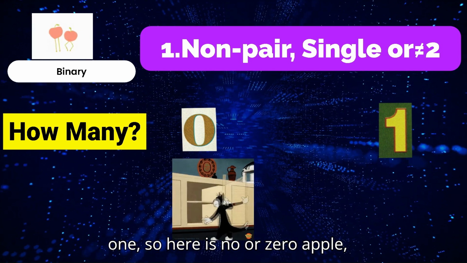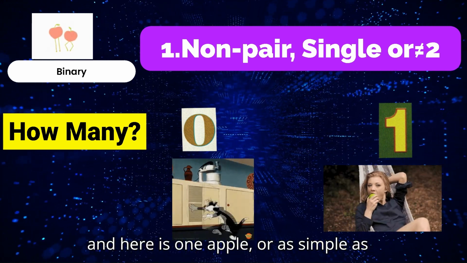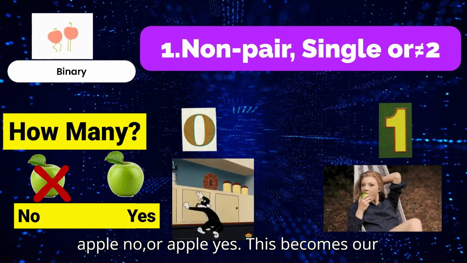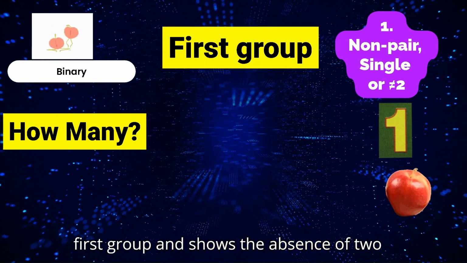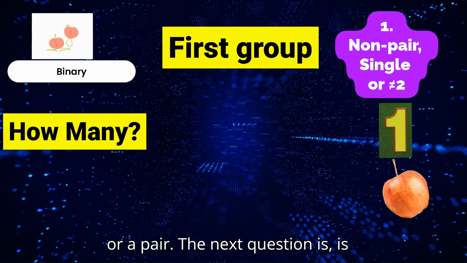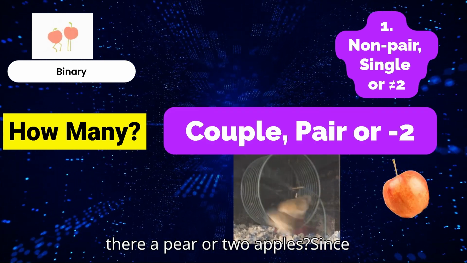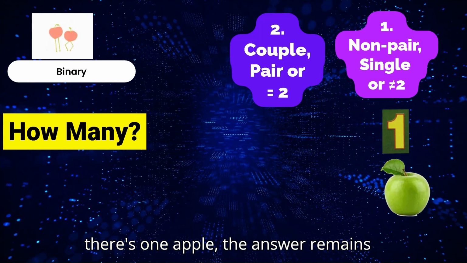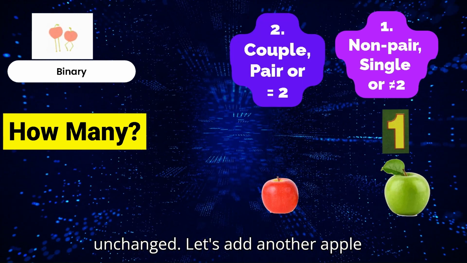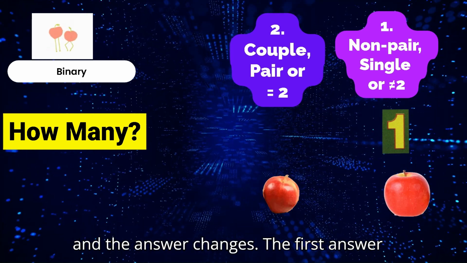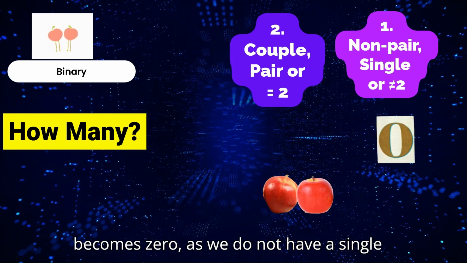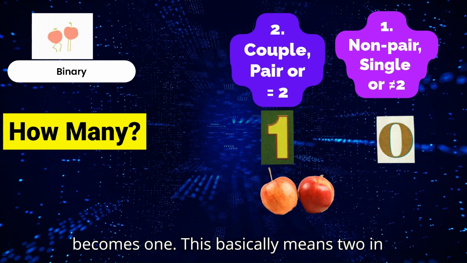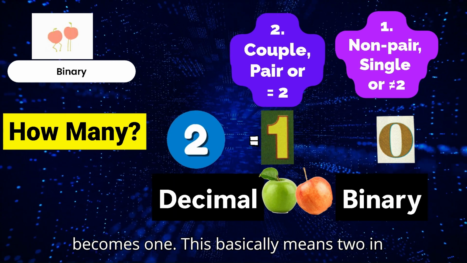So here is no or 0 apple, and here is 1 apple, or as simple as apple no, or apple yes. This becomes our first group, and shows the absence of 2, or a pair. The next question is, is there a pair, or 2 apples? Since there's 1 apple, the answer remains unchanged. Let's add another apple, and the answer changes. The first answer becomes 0, as we do not have a single apple anymore, and the second answer becomes 1.